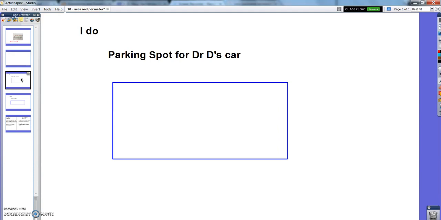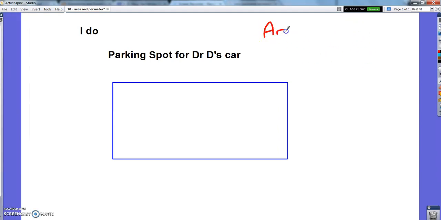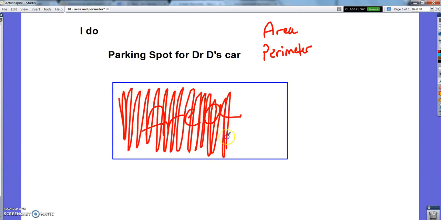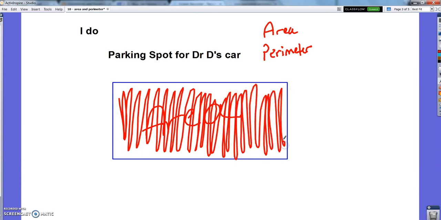So let's talk about finding the area and the perimeter of a parking spot for my car. I have a pretty small car. I can squeeze it into some small parking spots. And if I needed to have a parking spot drawn perfectly for my car, first thing to review is the area is the amount of space inside the parking spot. Like all of this is considered the area. Like if I were to paint it or put carpet over it or something like that, it's like how much flat space I would need to cover that up.